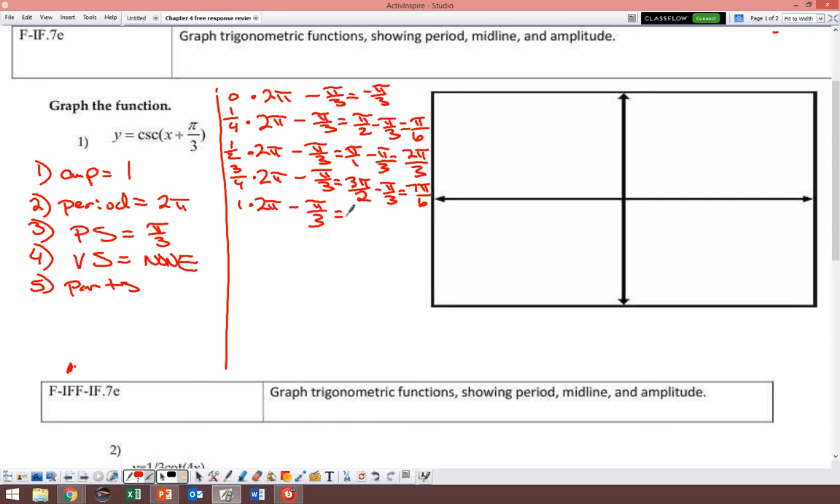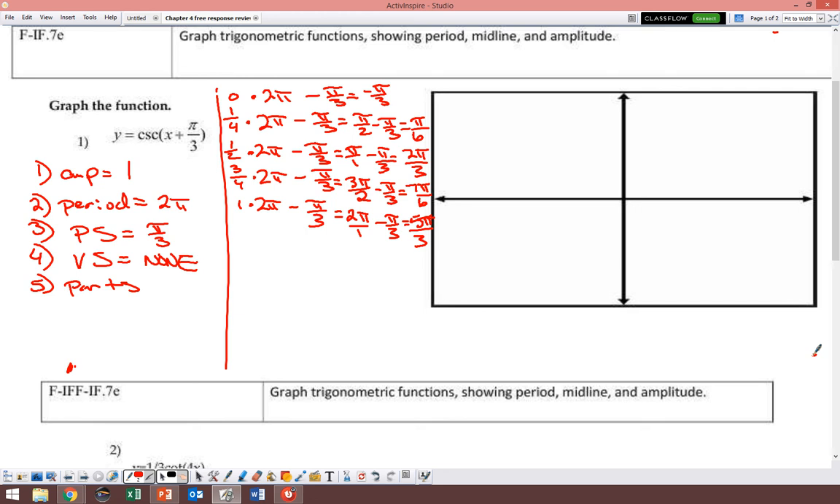2 pi over 1 minus pi over 3. So it's going to give me 6 pi, right? 6 pi minus 1 pi, 5 pi over 3. Okay, sorry. So we end up with 5 pi over 3 there. So I have all my parts, right?